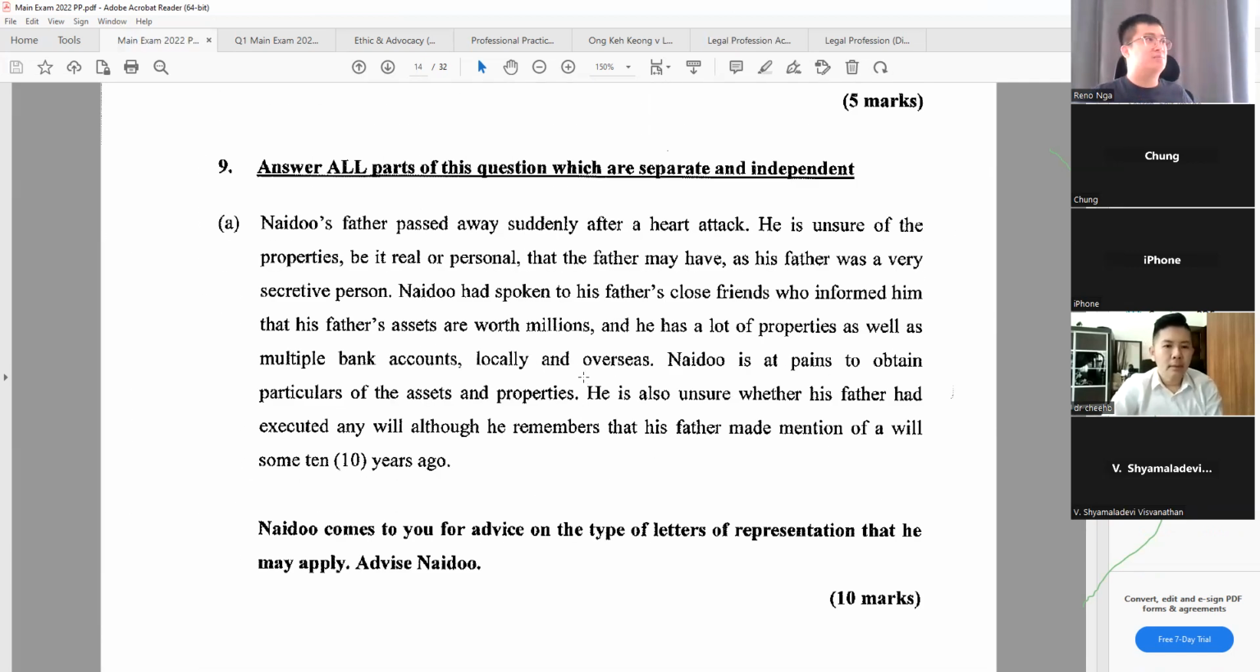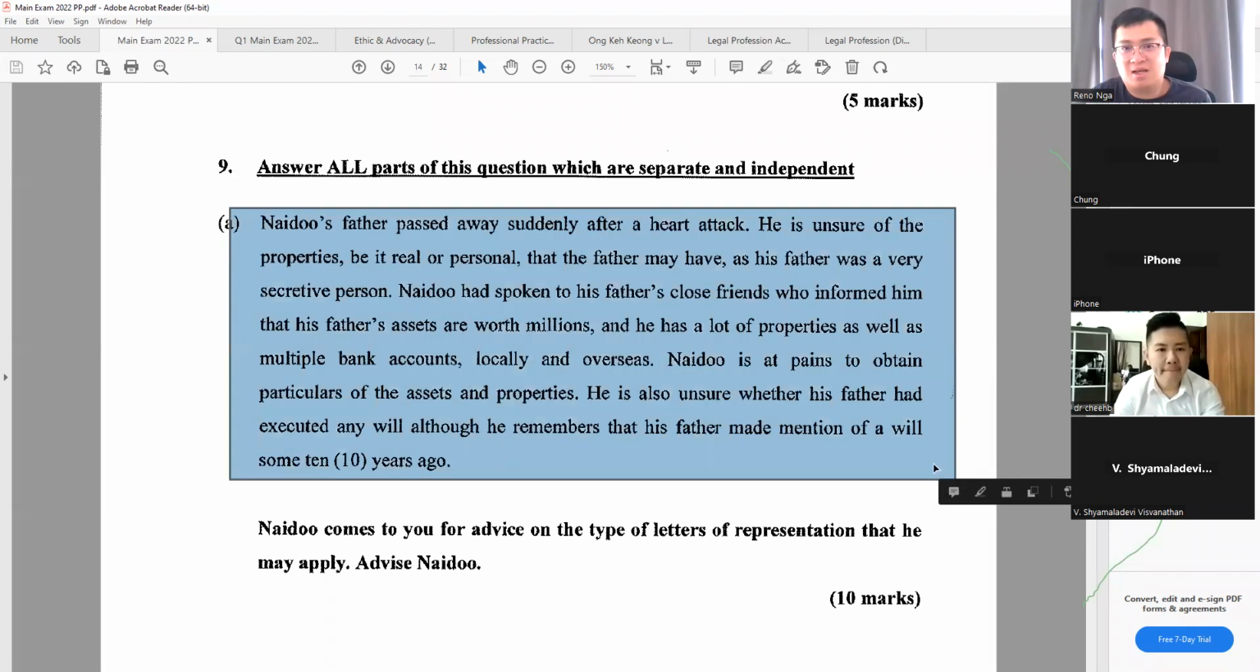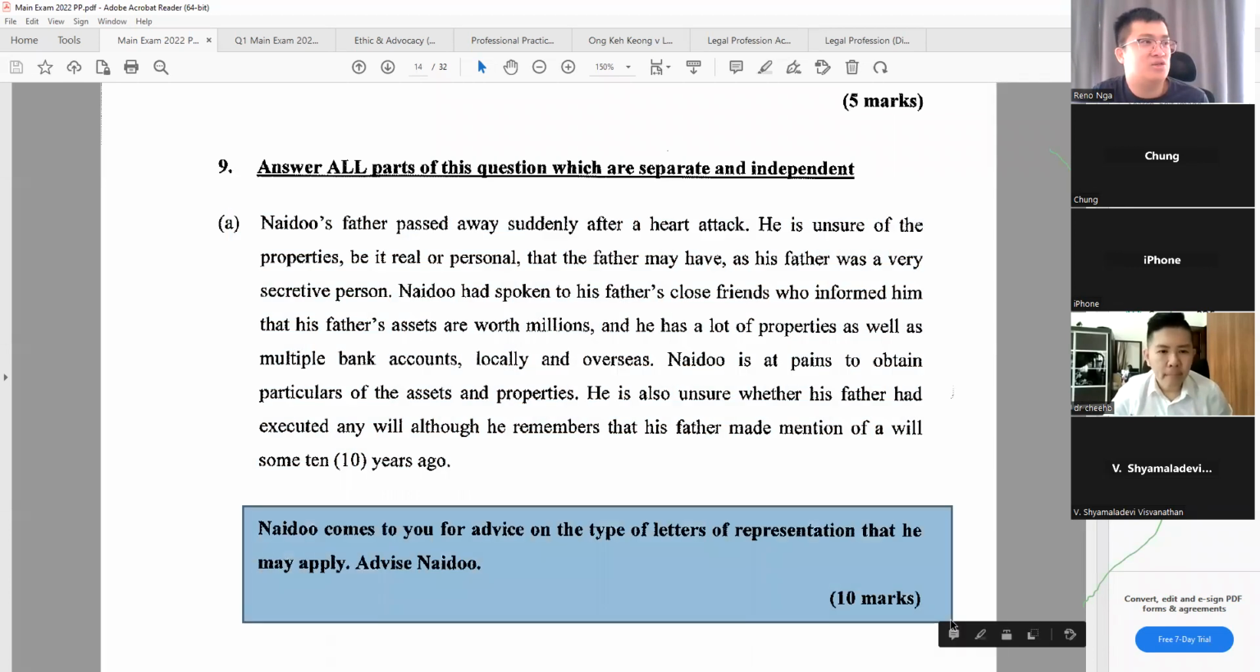section, question 9. Question 9 mentions a lot of things, but actually it doesn't matter. Why? Because they tell a long story, but at the end they just ask you the type of letter of representation that he may apply for. So basically they are asking what kind of representation he can apply for.